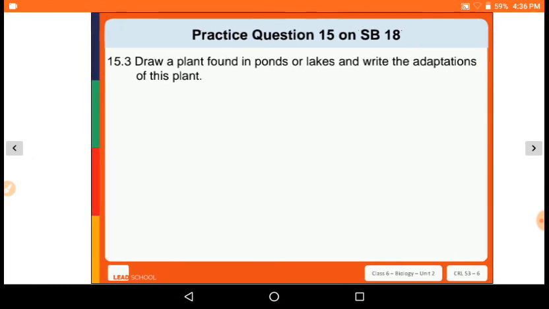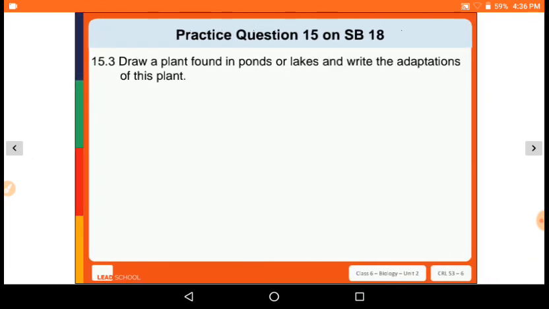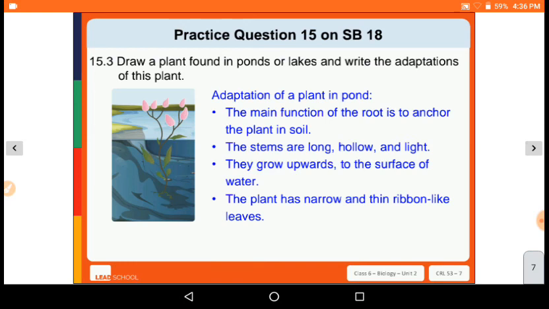Now next is 15.3. Draw a plant found in ponds or lakes and write the adaptations of this plant. So let us draw. You have to draw this picture. Then write the adaptations of the plant. The main function of the root is to anchor the plant in the soil. The stems are long, hollow and light. They grow upwards to the surface of water, and the plant has narrow and thin ribbon-like leaves.